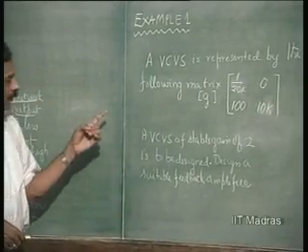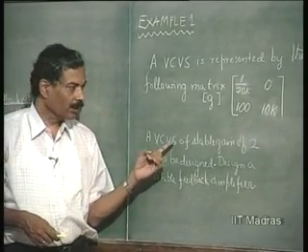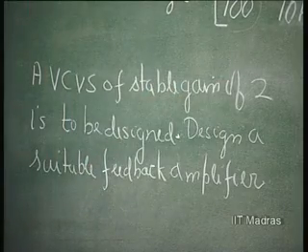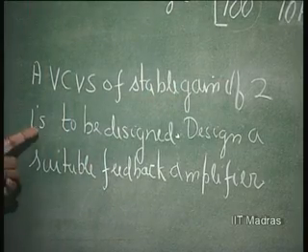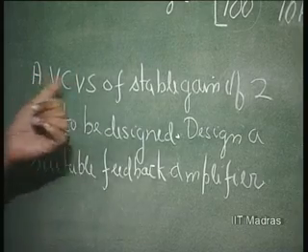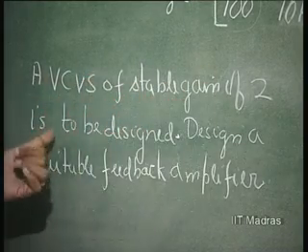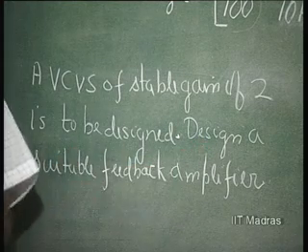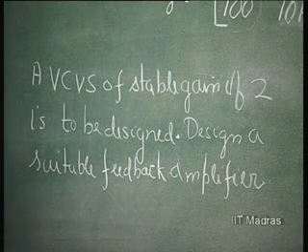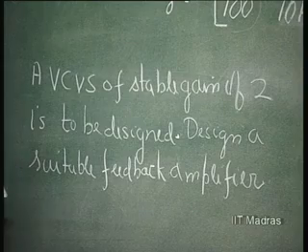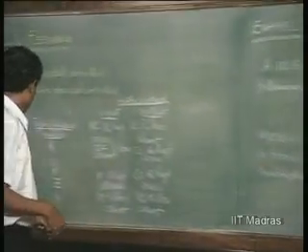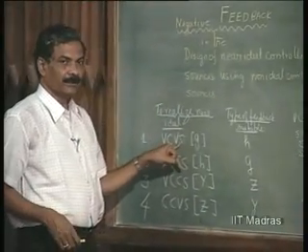A VCVS of stable gain of 2 is to be designed. Design a suitable feedback amplifier. Now, I am saying a suitable feedback amplifier, so you decide as to what should be the type of feedback. What should be the type of feedback? We are designing a VCVS. Okay.